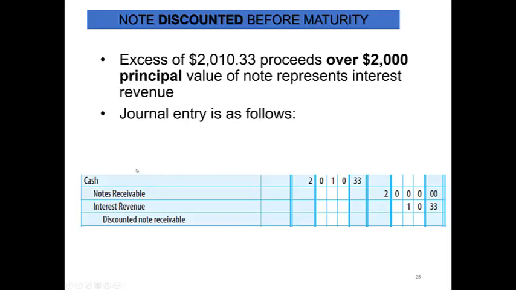So to enter that into our books, we debit cash for the $2,010.33. We remove the notes receivable from our books because remember we've sold it, so we're going to credit notes receivable for $2,000, and then the difference between these two will either be a revenue or an expense. In this case, we received more than the face value of the note, so it's going to be listed as an interest revenue.